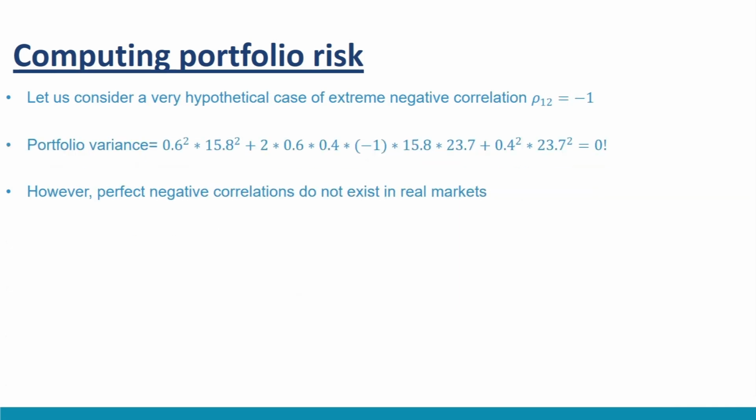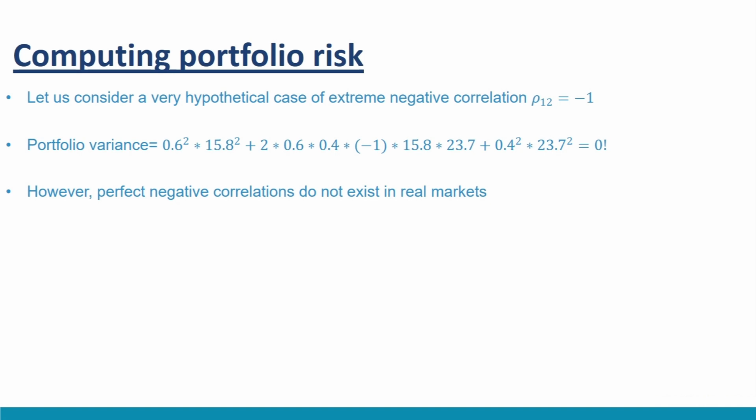Let us consider a very hypothetical case of extreme negative correlation, that is ρ12 equal to -1. In this case, the portfolio variance is computed as shown here, that is portfolio variance equal to 0.6 raised to the power 2 into 15.8 raised to the power 2 plus 2 into 0.6 into 0.4 into -1 into 15.8 into 23.7 plus 0.4 raised to the power 2 into 23.7 raised to the power 2 equal to 0. In a theoretical world where a perfect negative correlation is available, there is a set of security weights that result in zero variance risk. However, perfect negative correlations do not exist in real markets.